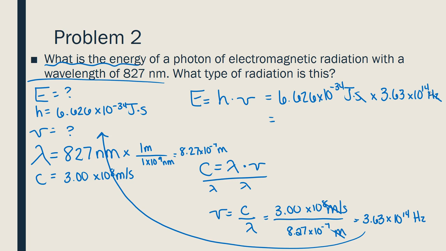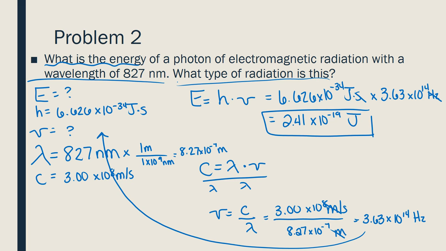Planck's constant has 4 sig figs. My frequency has 3, so that means I can only keep 3 in my final answer. So I get an answer of 2.41 times 10 to the negative 19th joules. This one also asks, we're not done, it asks what type of radiation is this?